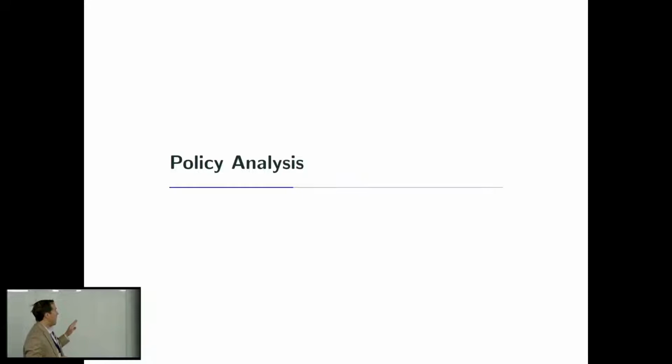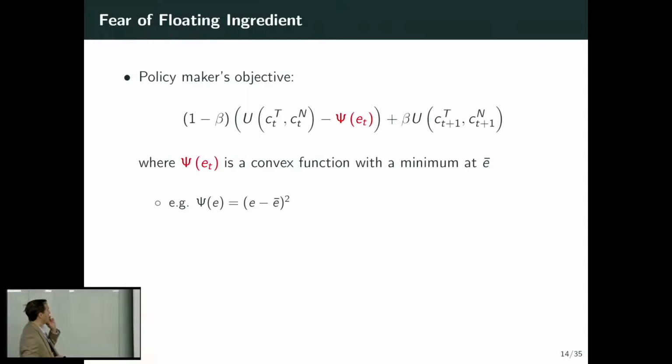So now let me do the policy analysis. The idea is to think about what happens when this shock hits. This is a time t when this omega shock hits. The policymaker is going to inherit some initial position for dollar borrowing, and now it's going to have to choose what is going to be the exchange rate and the nominal interest rate. Here we're going to assume that the policymaker has an objective that is basically the lifetime utility of the households, but we're also going to add a cost from deviations of the exchange rate relative to some target.